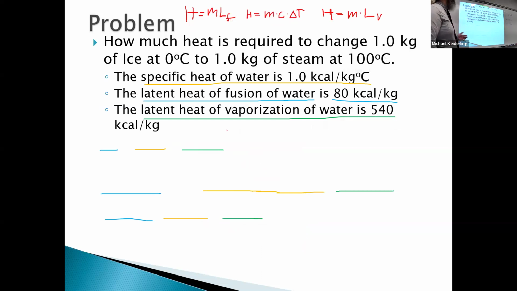And lastly, how much heat is required to change 1 kilogram of ice at 0 degrees Celsius to 1 kilogram of steam at 100 degrees Celsius? The specific heat of water is 1 kilocalorie per kilogram degree Celsius. The latent heat of fusion of water is 80 kilocalories per kilogram. The latent heat of vaporization of water is 540 kilocalories per kilogram. So I'll give you a few minutes to work on this.